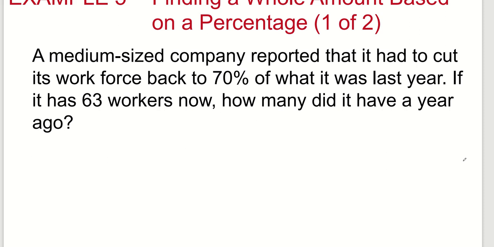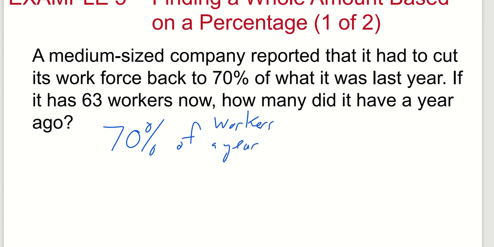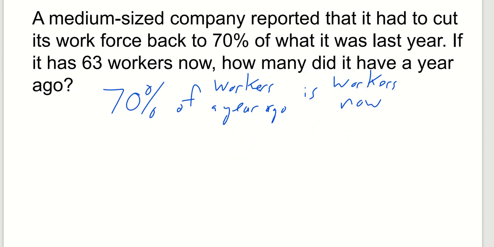In order to answer a question like this, let's first write out a pseudo equation that relates all of the important variables. So it's 70% of a year ago is the workers now. That's kind of what they're telling us in the wording of it. The 70%, we know what that is. That's going to be 0.70. We know of means to multiply.